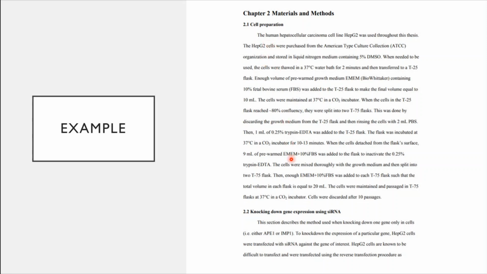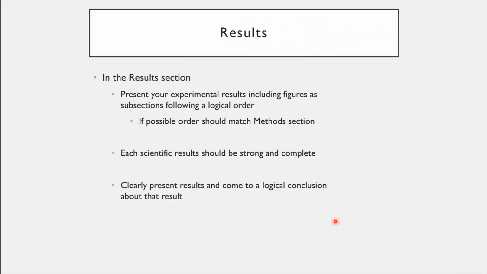And then obviously the next section would be what I did with the cells: knocking down gene expression using siRNA. It wouldn't make sense if I mentioned knocking down gene expression before cell preparation. So when possible, always order your sections based on a timeline. You prepare cells and then you use them to knock down gene expression in those cells. Sometimes you do different experiments that are not related, so a chronological order is not possible. There are exceptions, but the rule is to always use chronological order when possible.